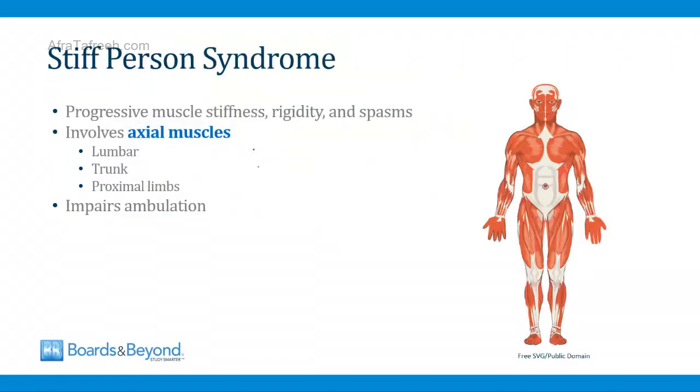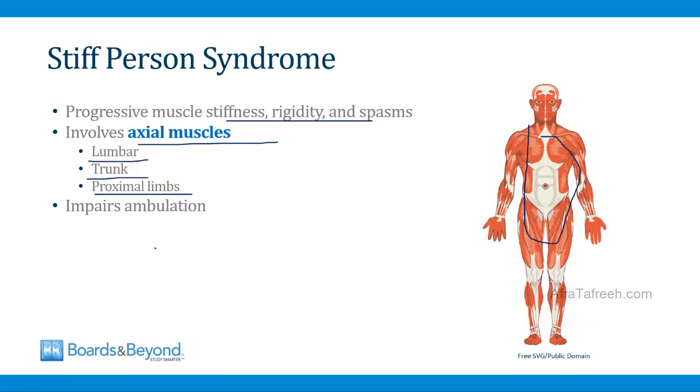Stiff person syndrome is a disorder in which patients develop progressive muscle stiffness, rigidity, and spasms. It usually involves the axial muscles, so these are muscles near the center of the body, things like the lumbar muscles, the trunk, the proximal limbs. And when these muscles become stiff and rigid and spasmodic, it makes it very difficult for patients to walk.